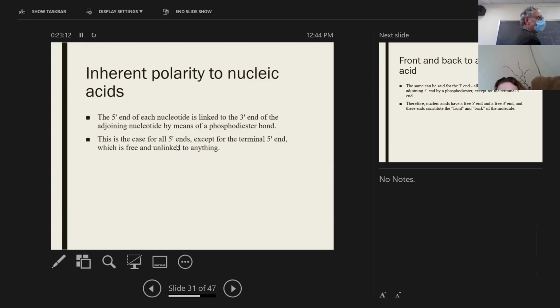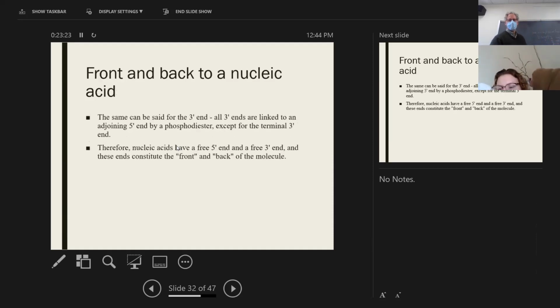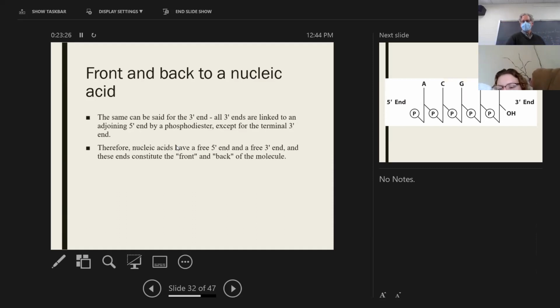So the front of the train is the 5' end. The caboose at the back is the 3' end. Front to back, back to front. The front will always have a phosphate because of the way it's made. The back will always be a hydroxyl group not attached to anything. So the 3' hydroxyl at the end, that's the 3' tail. The 5' end is attached to a phosphate, that's the front.